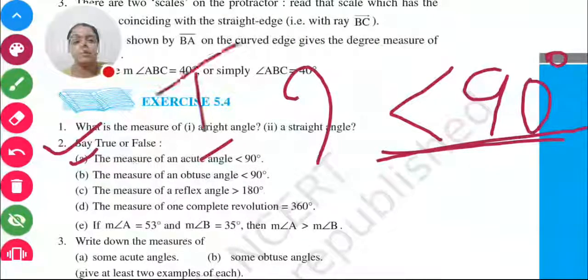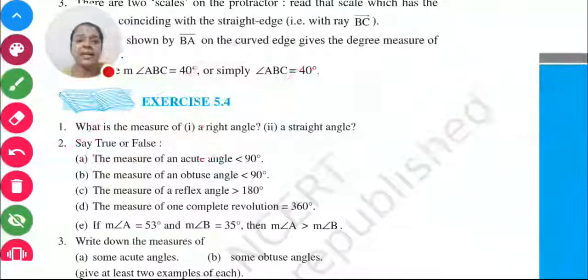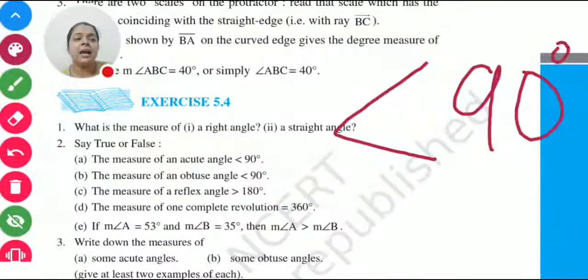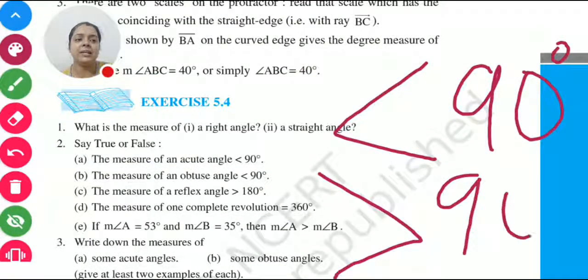It is correct. As I told you, not equal to means less than 90 degree and more than 90 degree. It means anything except equal to 90 degree, right? Less than 90 degree, more than 90 degree, and not equal to 90 degree.